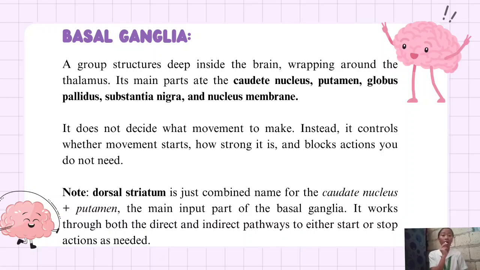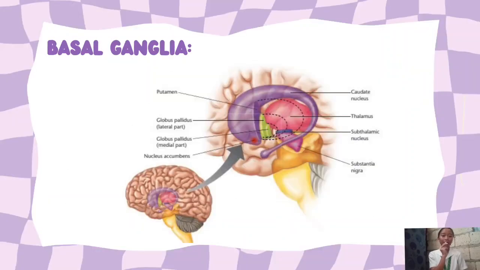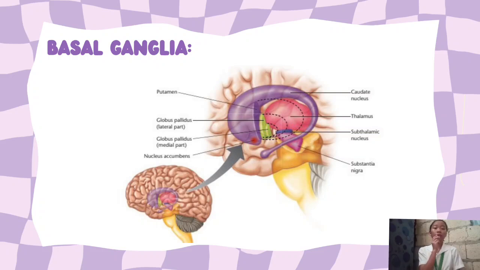The main parts are the caudate nucleus, putamen, globus pallidus, substantia nigra, and nucleus accumbens. Note that the dorsal striatum is the combined name for the caudate nucleus and putamen. This is the main input center of the basal ganglia. So now let's proceed to the different parts of the basal ganglia and their functions and simple examples. First is the caudate nucleus and the putamen, also known as the dorsal striatum.